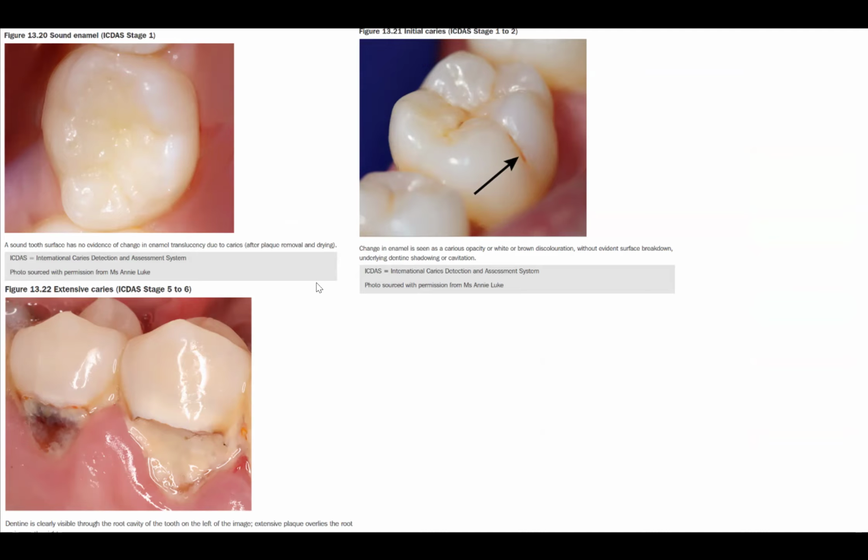This is what TG has adapted from the ICDAS, and I just showed you the slides as well. This is the same thing. This is ICDAS 0. There is no change or breakdown of enamel, no change in the color. This is code 1 and 2. White or brown discoloration without any breakdown, just a shadowing. There's not much that you can see, but this is clearly visible as a cavitation. And of course, there's extensive plaque overlying it.